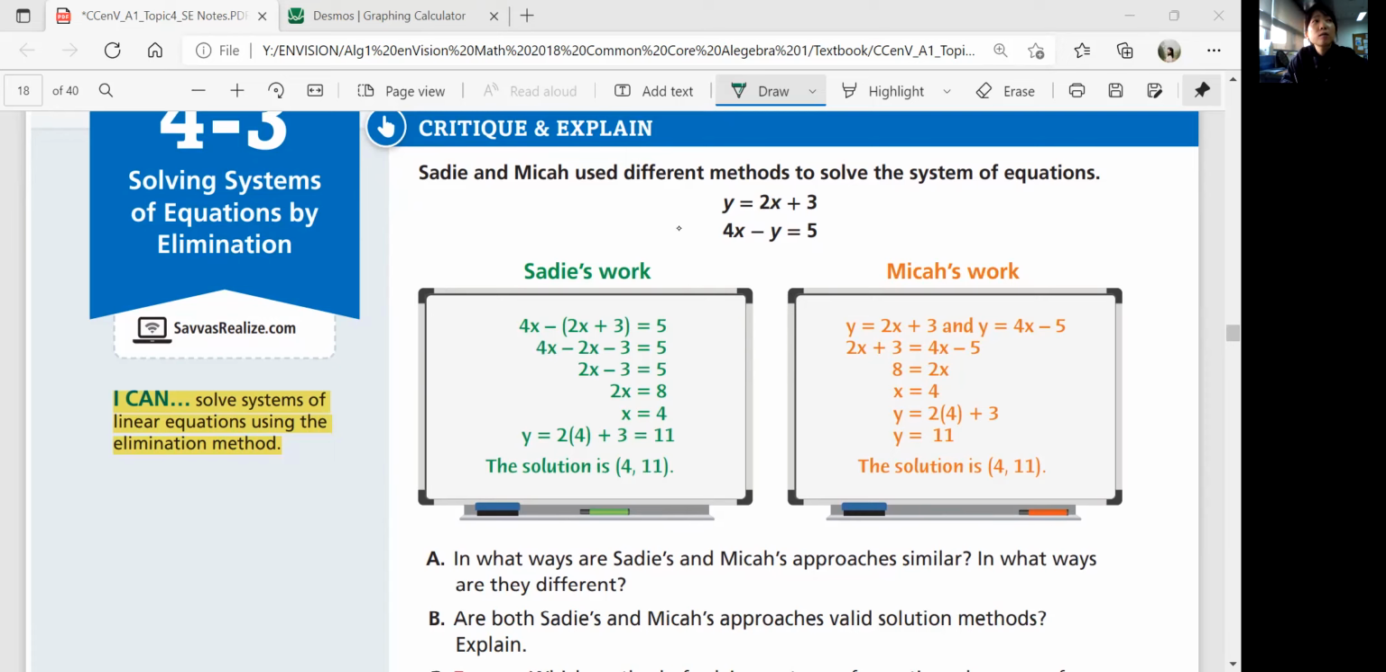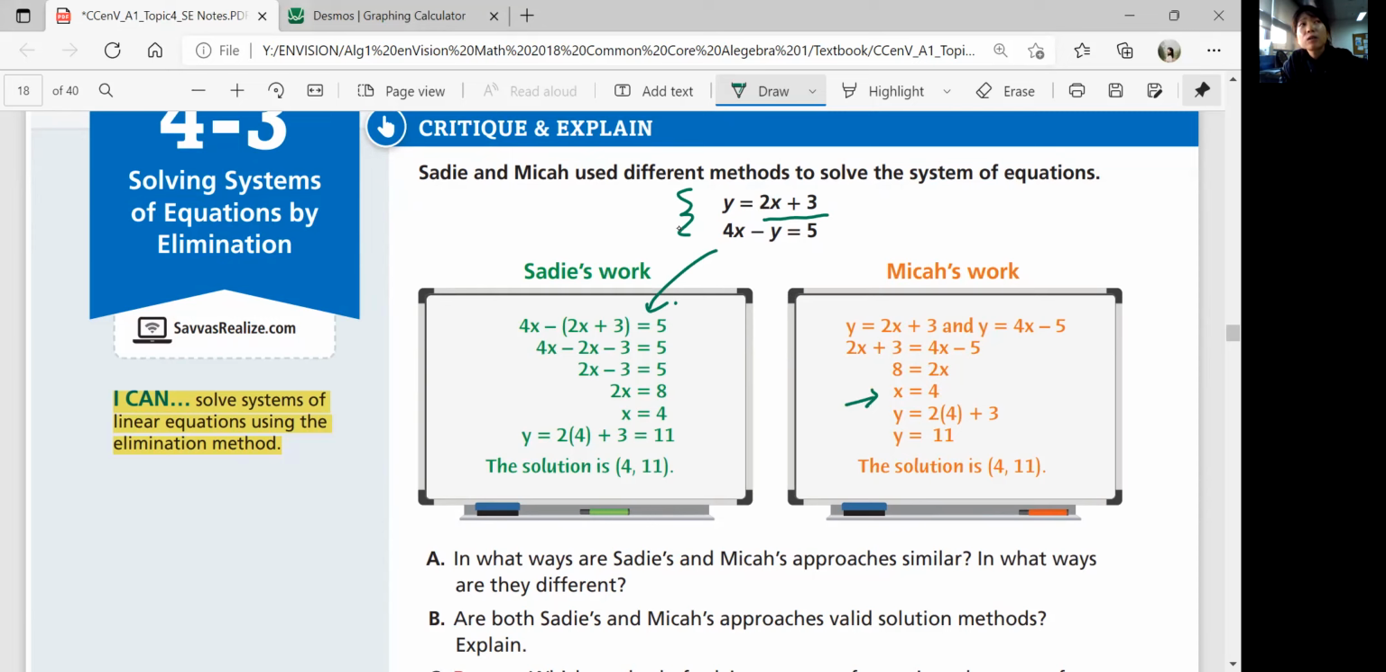Okay, we start with these two equations. We have y is equal to 2x plus 3. So Sadie substituted 2x plus 3 instead of y, all right? And then she solved for x, and then she solved for y. Micah is solving, however, x first, right?